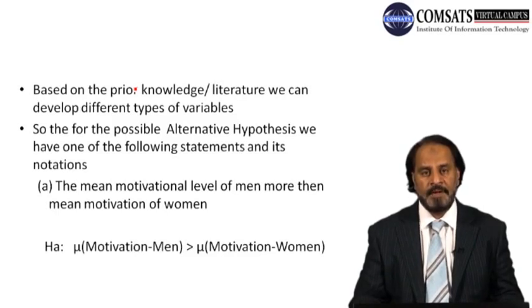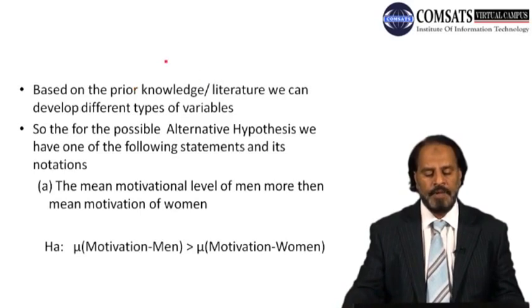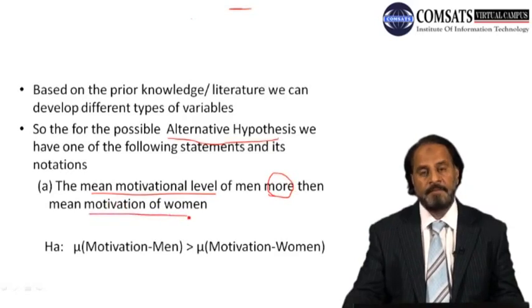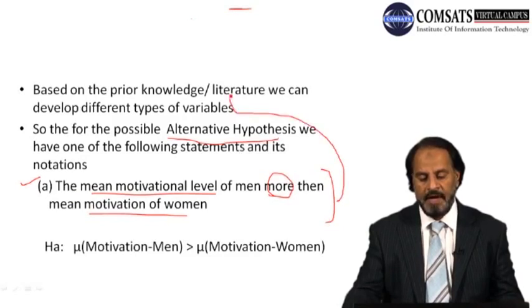Whatever that literature gives us the indication, we develop our alternate hypothesis on that. One way of stating the alternate hypothesis is that we could say the mean motivation level of men is more than the mean motivation of women. So one way of stating the alternate hypothesis could be this, but again it depends on what sort of literature support we have for that.